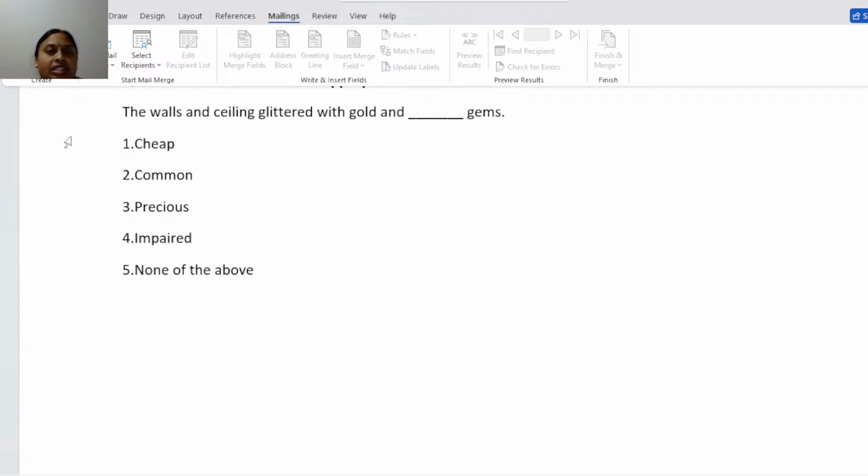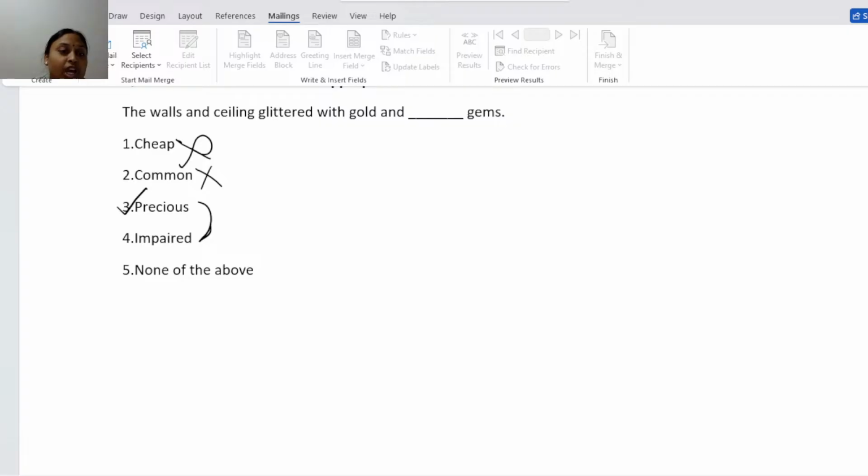The walls and ceiling glittered with gold and gems. So here, gold is there, gems is there. Cheap won't come. Already we know that gold has a very high cost, so it won't come. It is not a common thing. And impaired. So here we have to find out in between these two which one is the correct answer.